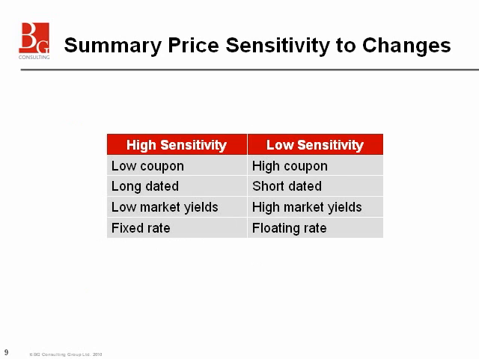Let us conclude with a summary of the price sensitivities. Which bonds offer high sensitivity to yield movements? Low coupon bonds, longer dated structures, and fixed income bonds in a low market yield environment. Which bonds offer low sensitivity to yield movements? High coupon bonds, shorter dated structures, and fixed income bonds in a high market yield environment. Also note that floating rate notes, or FRNs, are relatively interest rate insensitive.